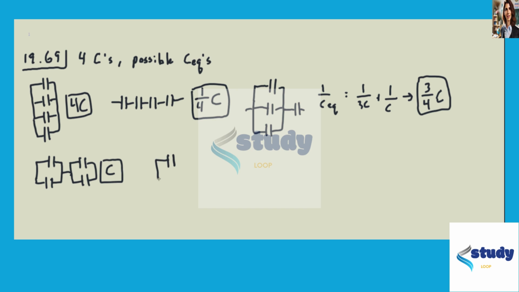We can put 2 in parallel, and then put the remaining 2 in series with those. So here we have, this is 2C. And then we have 2 more C's in series. So this gives us an equivalent capacitance of 2/5 C.